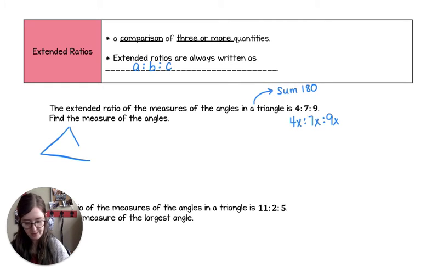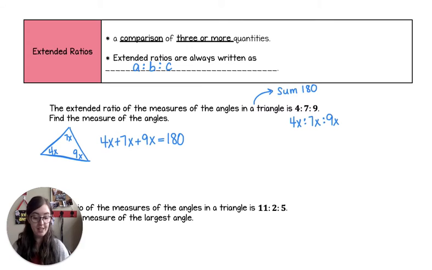So I'm just going to make a little picture real quick. Here's a 4x. Here's a 7x. Here's a 9x. I know it's not to scale, but who cares? So we know that all the angles of a triangle add up to 180. So I'm going to add all these up. 4x plus 7x plus 9x equals 180.